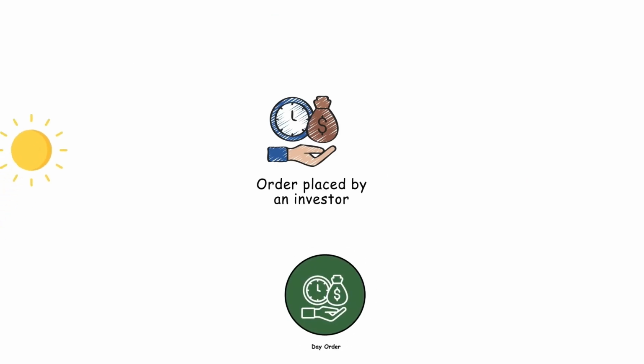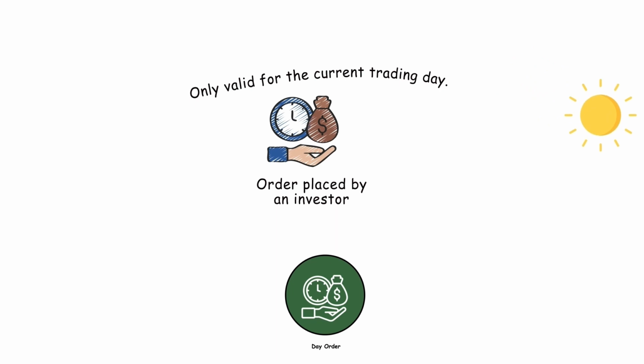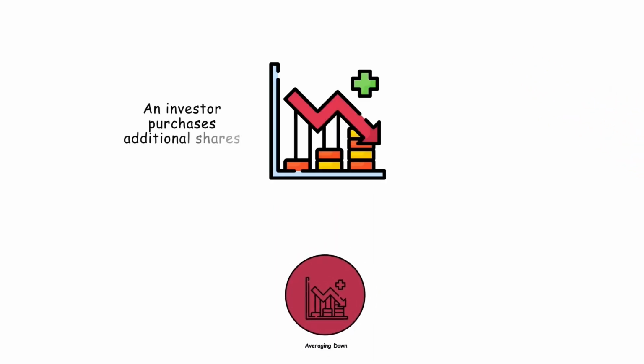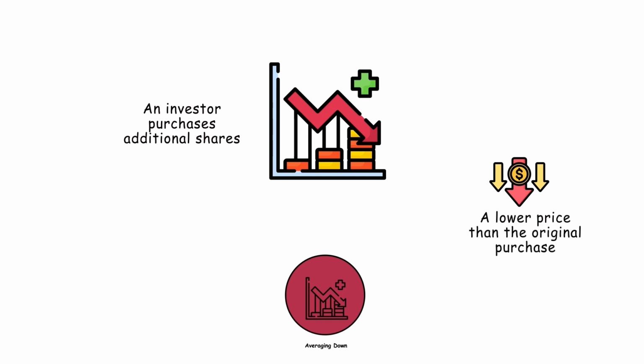Day order. A type of order placed by an investor to buy or sell a security that is only valid for the current trading day. Averaging down. An investment strategy where an investor purchases additional shares of a security at a lower price than the original purchase price, thereby reducing the average cost per share of the investment.